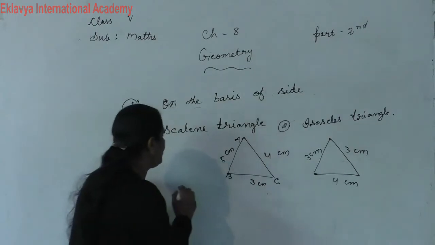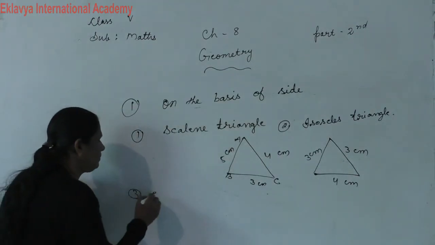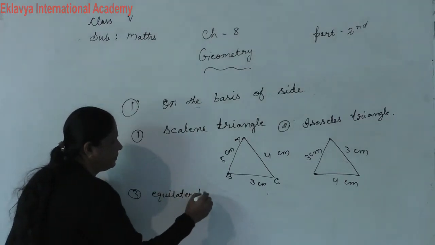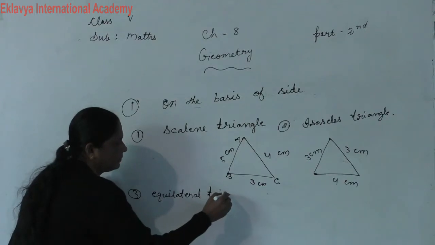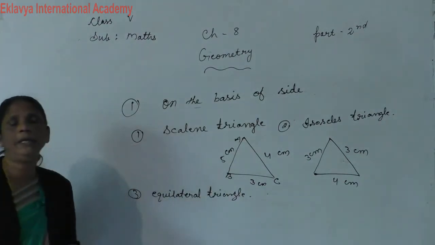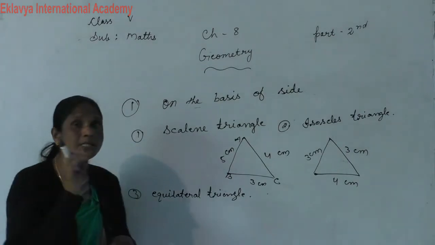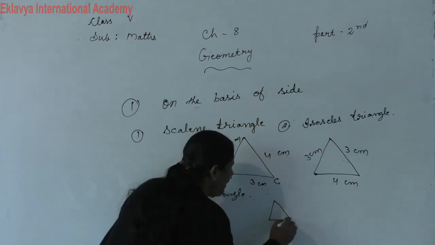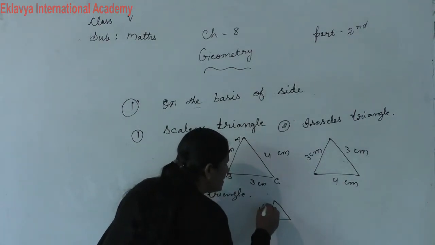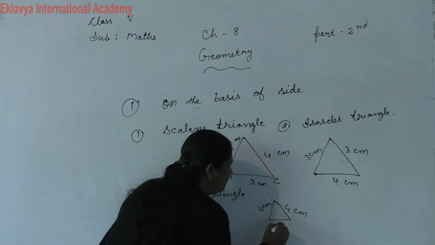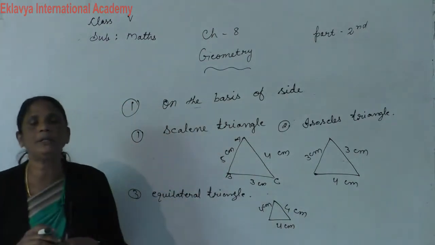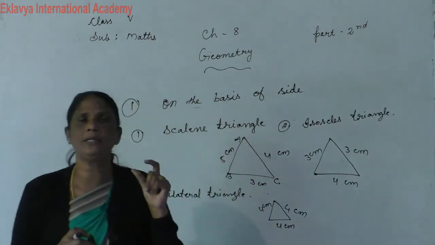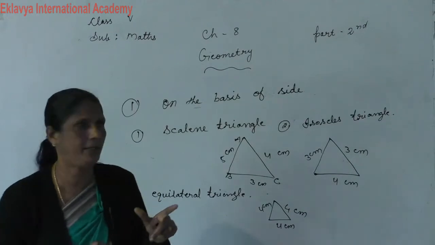Third, equilateral triangle. In an equilateral triangle, all sides are equal. That triangle is called an equilateral triangle.